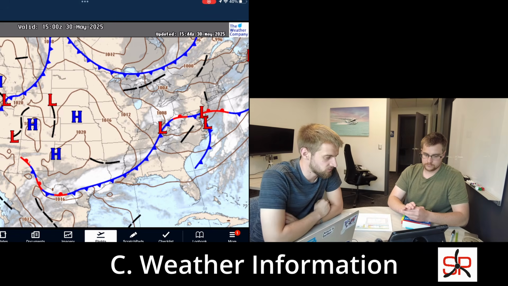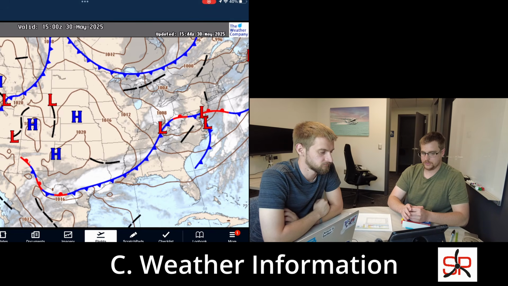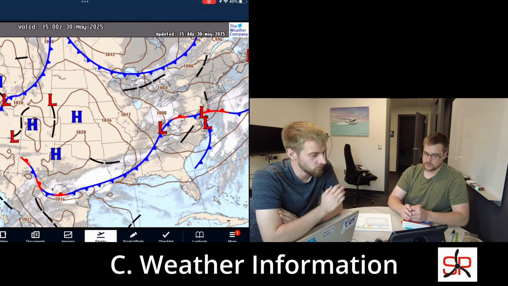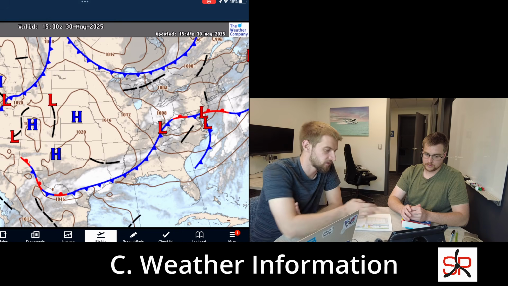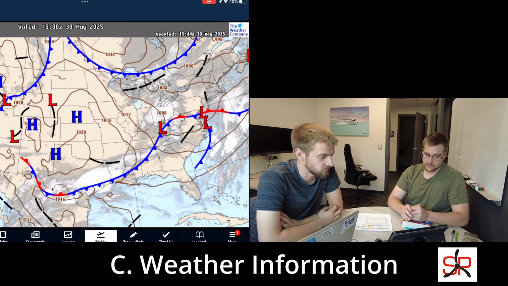We have one that says 1012, 1016. What are those lines? Those are our isobar lines, so those are areas of constant pressure. Wind typically travels perpendicular to those isobar lines from areas of high pressure to low pressure. Do you know what the basis of high and low pressure is? If we look at this line here, 1012, would you say that that's low or high pressure?